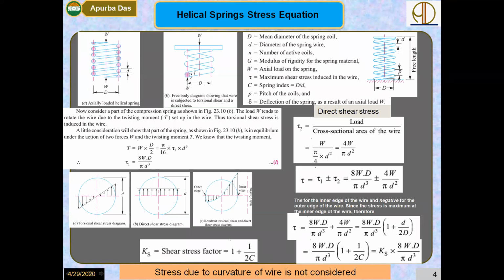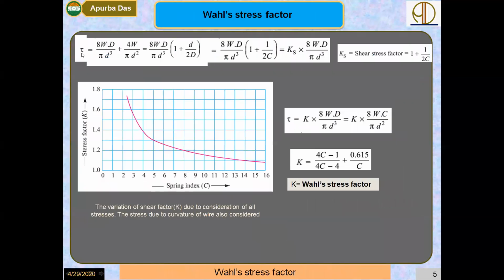So here you can see that the stress due to curvature of the wire is not considered. Whenever the spring is made from the wire, it goes into a curvature kind of shape, like this. So that effect, the stress due to the curvature of the wire, is not considered when we are calculating the total stress. So we'll come to that next. As per our previous equation, tau is equal to Ks into 8 WD by pi d cube, where Ks is the shear stress factor.